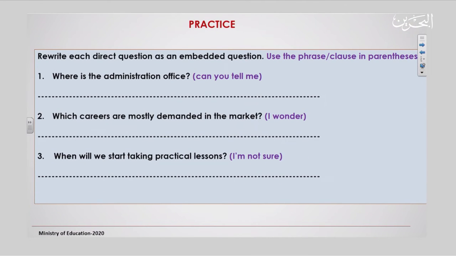I have another exercise for you to practice embedded questions. Here we're going to rewrite each direct question as an embedded question. So number one, two, and three are direct questions. You are going to use the phrases and clauses to write embedded questions, and you have the phrases and clauses in the brackets. So you must use the clause, can you tell me, to write an embedded question. For this exercise, I will give you 3 minutes and then I will show you the model answer.